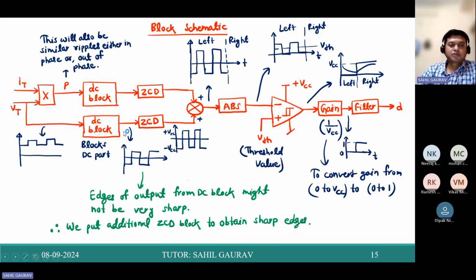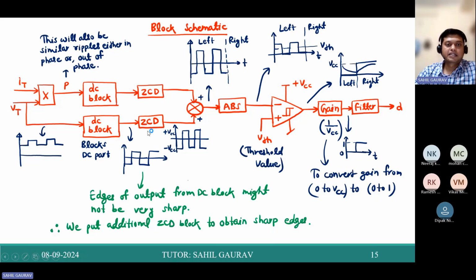So what is the purpose of the DC block? This will block the DC part, so it will remove the DC part. After removing the DC part, you will get a waveform like this, where the average is 0.